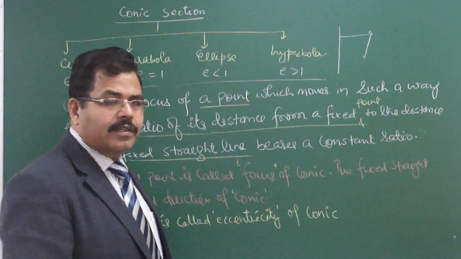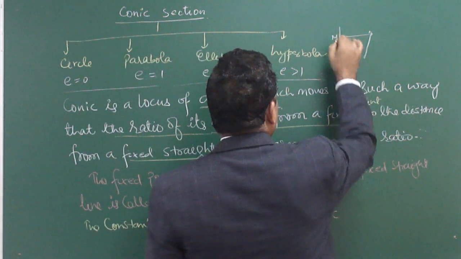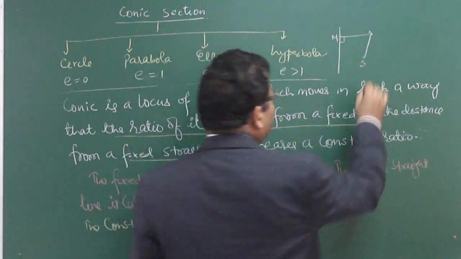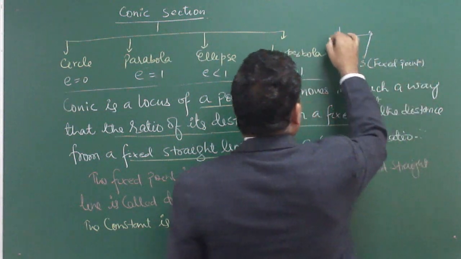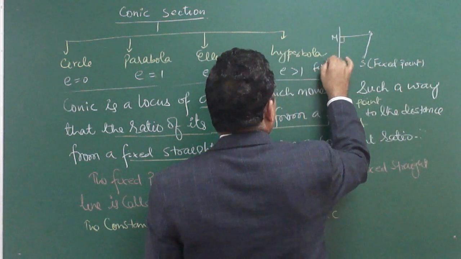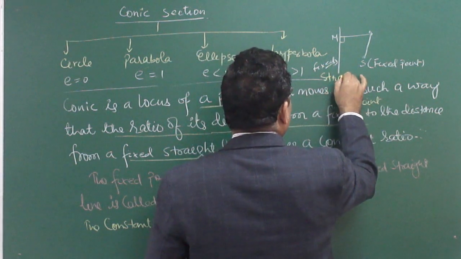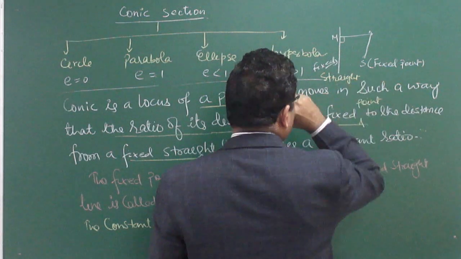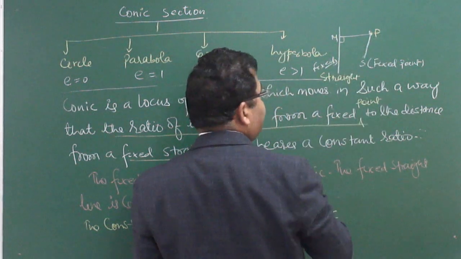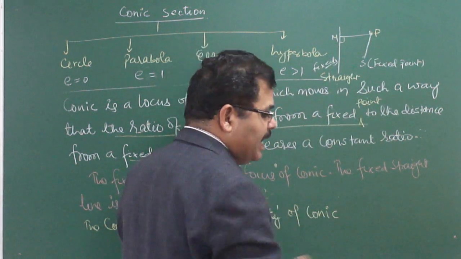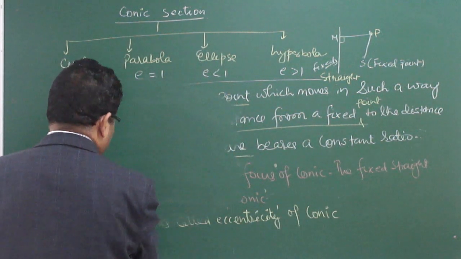The distance from a fixed point to the distance from a fixed straight line always bears a constant ratio. If S is this fixed point, and this one is a fixed straight line, then the ratio of this variable point's distances, PS divided by PM, is a constant, and that constant is defined as eccentricity and will be denoted by E.